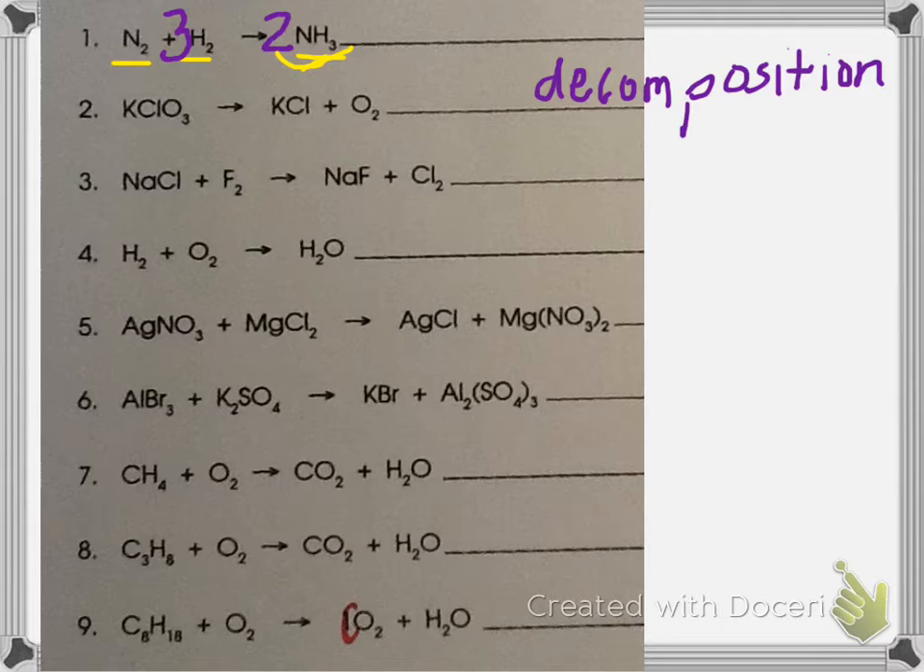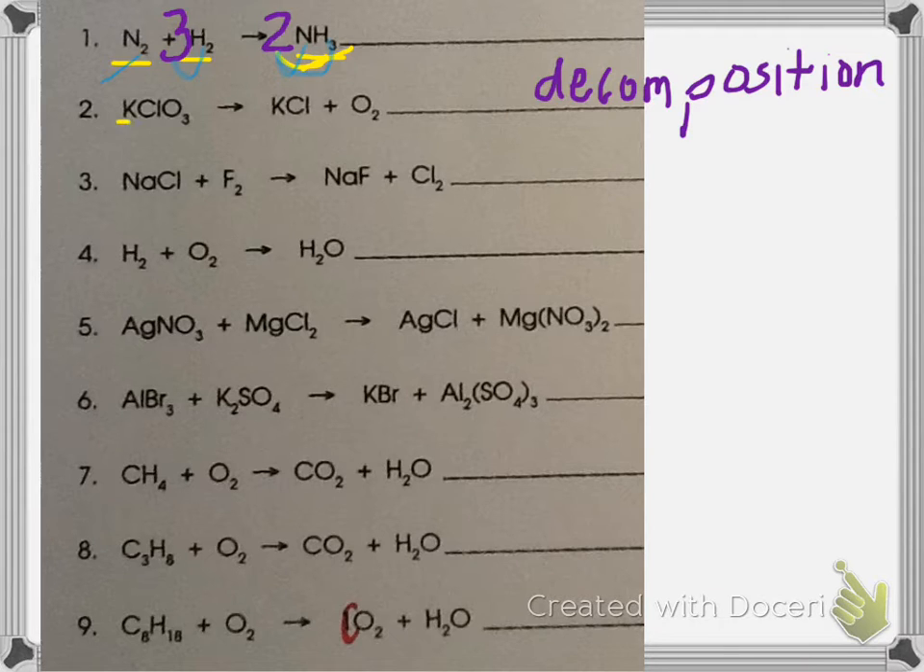I'm going to double check that my reaction is properly balanced here. So I have 2 nitrogens and 2 nitrogens. I have 6 hydrogens and I have 6 hydrogens, so this is balanced. All right, moving on to number 2.